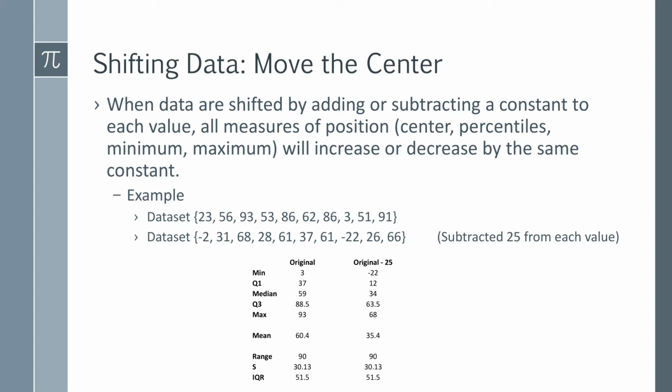Let's look at the range, the standard deviation, and the IQR. None of those values were affected by that shift. The range is still the range, the standard deviation is still the same, and the IQR is still the same. So we haven't changed the shape of the distribution. We've just shifted everything 25 units to the left in this case. And this will work for whatever number you pick, whether you subtract or add. So take a look at this data set, pick a number, add or subtract it to your original data set, and then do the 5-number summary, and you're going to see a similar result as I'm showing you here.